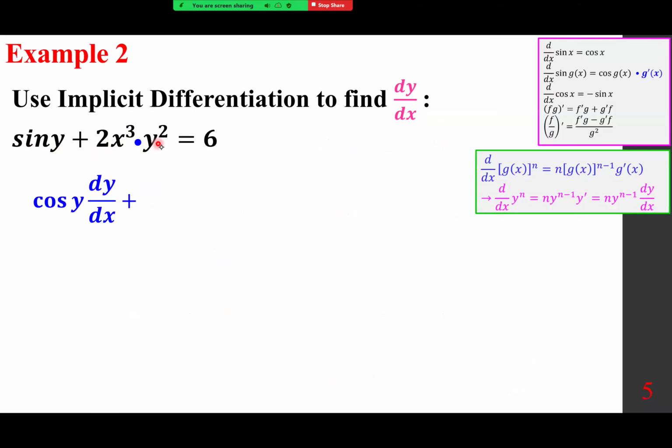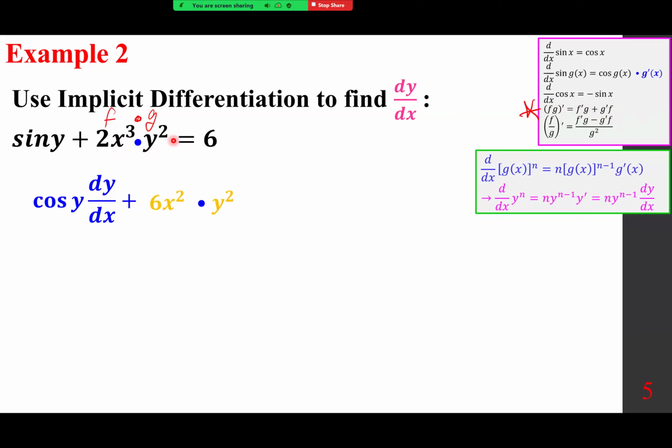Now 2x cubed times y squared, I'm going to write f times g, and I'm going to use the product rule on that. 2x cubed gives me 6x squared times g, y squared, plus g prime f.